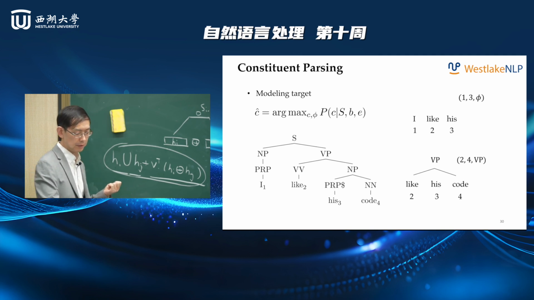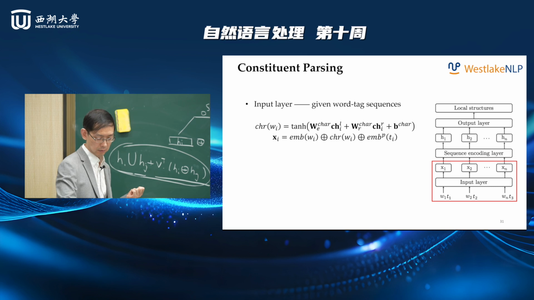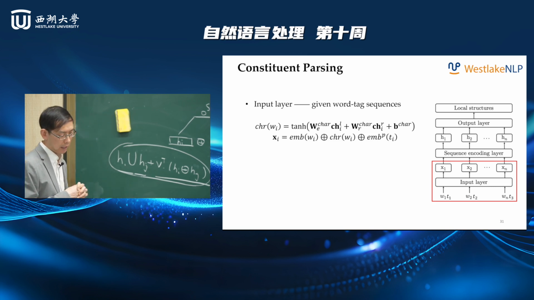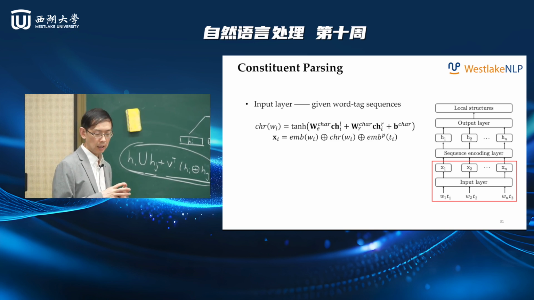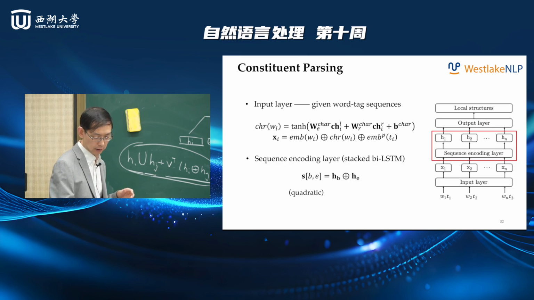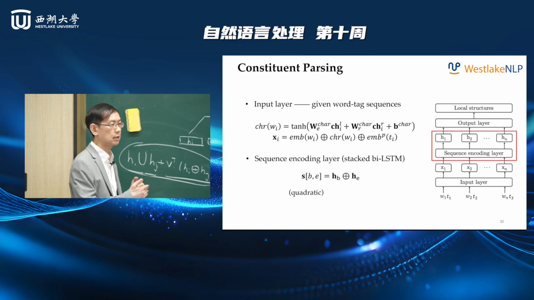Now, about parameterization. We can take, again, the old structure. We have the input layer, sequence encoding layer, and the output layer. And I don't need to say again that the input layer can be exactly the same as our dependency parser, and the sequence encoding layer can be the same, like stacked by LSTMs.